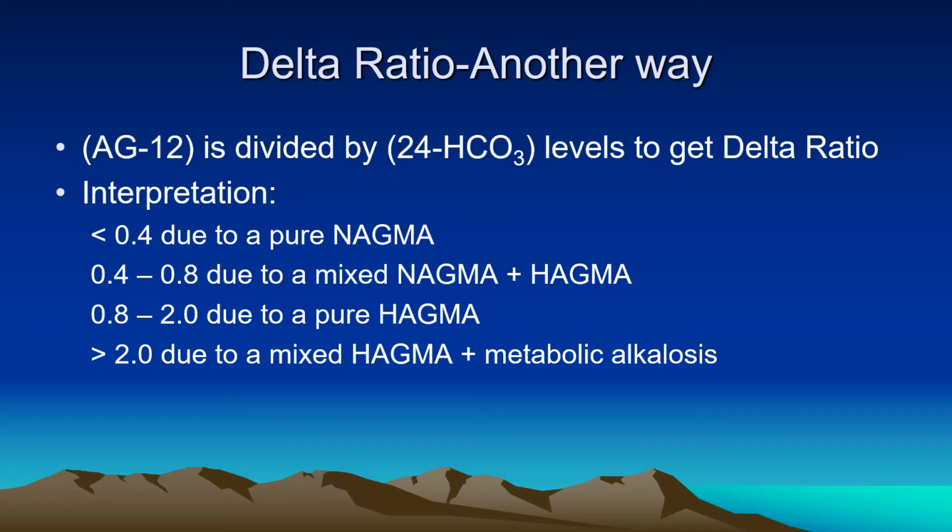For example, if the ratio is over 2, this is due to mixed HAGMA and metabolic alkalosis. Whereas if the ratio is less than 0.4, it is due to pure NAGMA. Whereas if the ratio is between 1 and 2, it is due to pure HAGMA. But between 0.4 and 0.8, there is a mixed NAGMA and HAGMA. So this also indicates a mixed acid-base disorder.